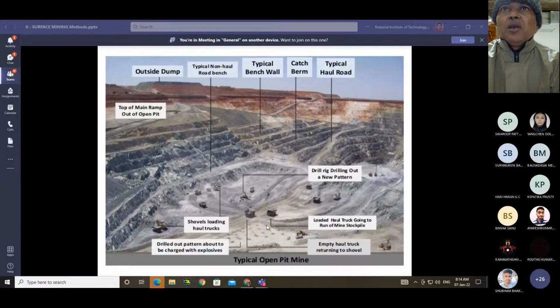So this is the loaded haul truck. This is the loaded haul truck going to the run of mine stockpile. And this is the empty haul truck returning to the shovel. And this is the shovel loading the haul trucks. And this is the drilled out pattern about to be charged with explosives.